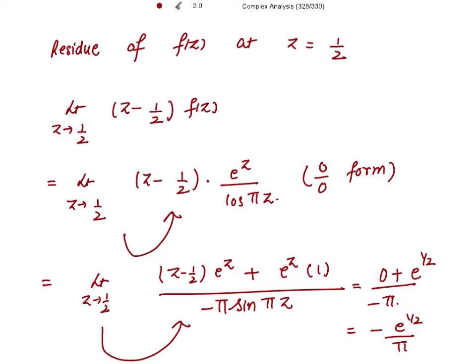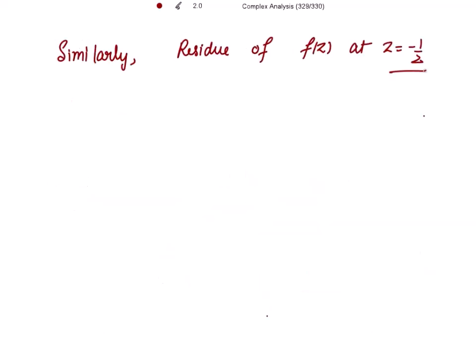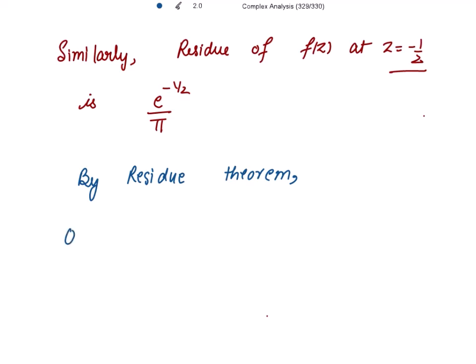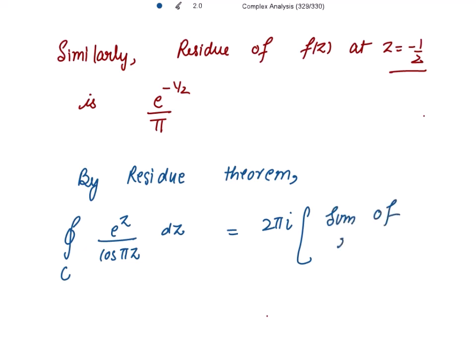Similarly, we can find the residue at the point z equal to minus 1/2. If you calculate this, you get e^(−1/2) divided by π. Now we are going to use the residue theorem. By the residue theorem, the given integral of e^z divided by cos(πz) dz is equal to 2πi times the sum of the residues we have calculated.